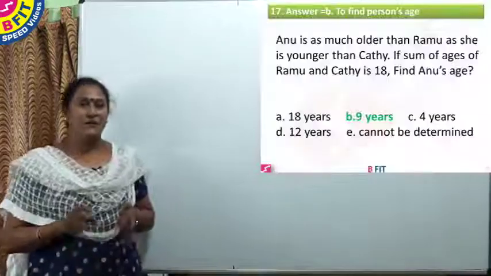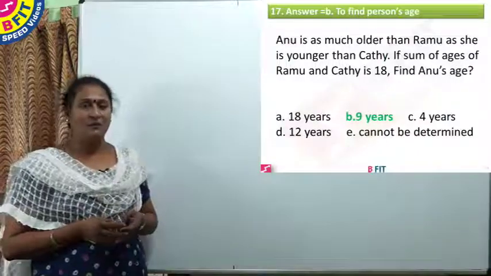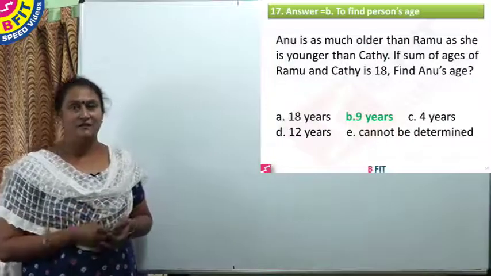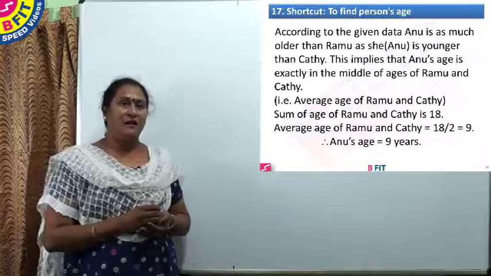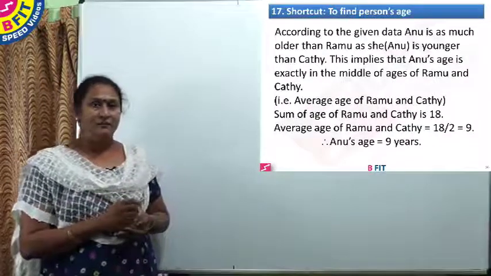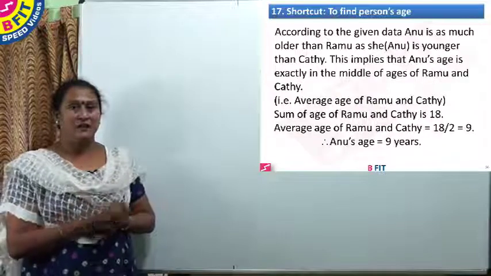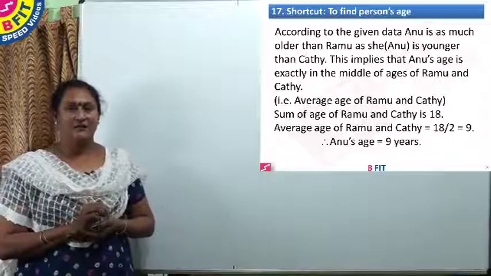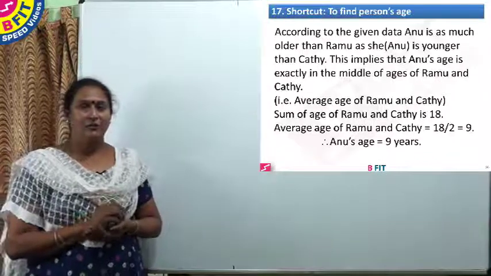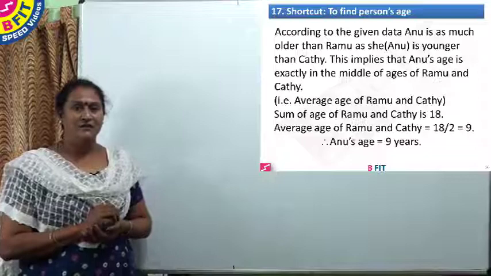So the answer for question number 17 is option B, 9 years. As Anu is elder than Ramu, by the same age she is younger than Kathy. Anu's age is the average of Ramu's and Kathy's age, which is 18 by 2, 9. So Anu's age is 9 years.